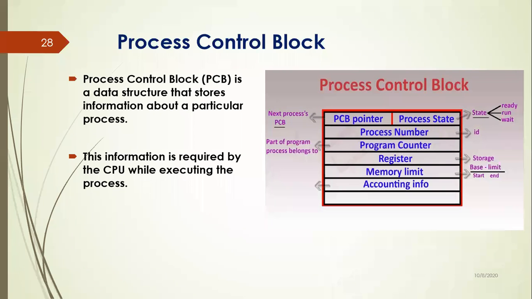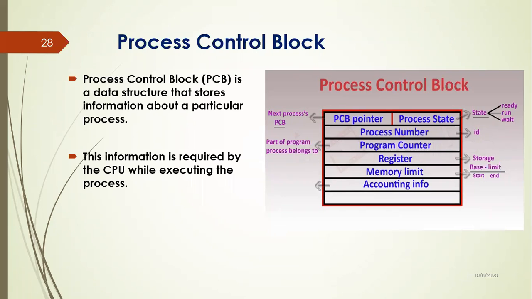That is a PCB means what? Process control block. And in that PCB we store the information about the process. First is a PCB pointer, then process state, process number. See, for each and every process we give the number. Next is a PCB pointer. The PCB pointer maintains the address of the next process which is to be executed after this. So that is the pointer.